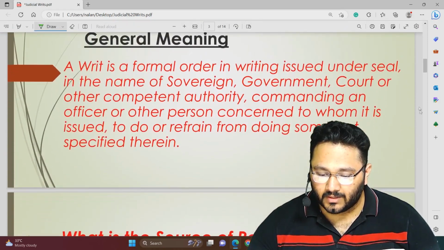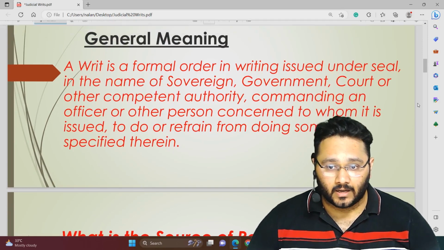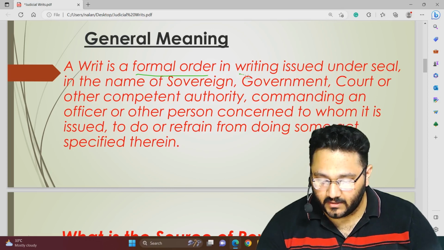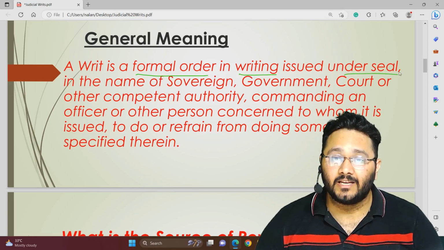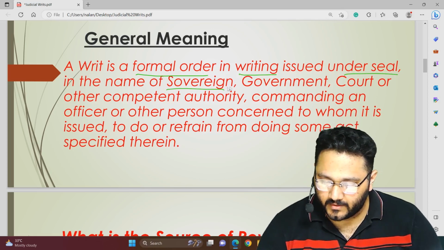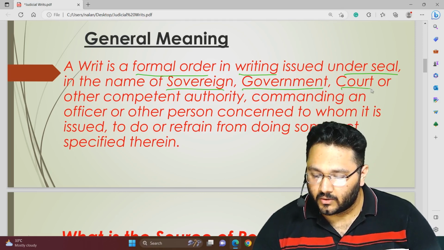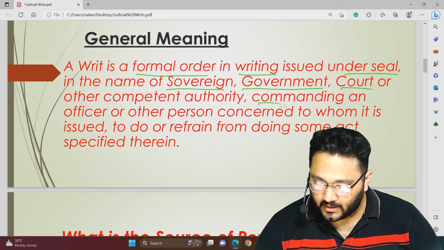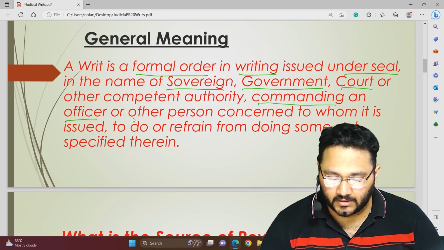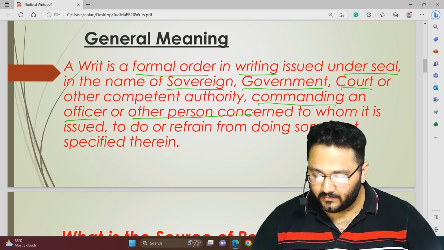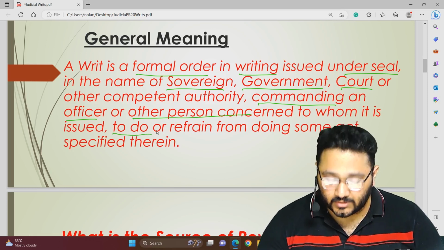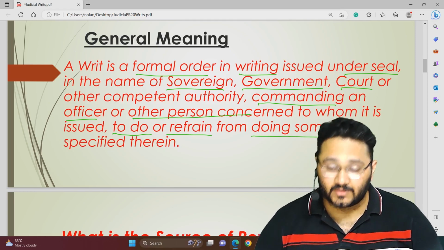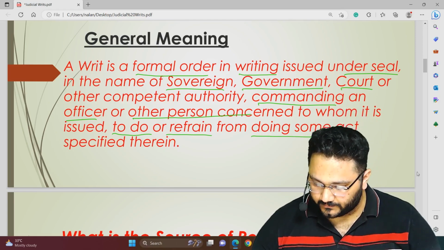So what actually a writ is? A writ is a formal order in writing issued under seal in the name of the sovereign. Sovereign means it can be a government, a king, court and any other competent authority. What does it do? Commanding an officer or other person who are subordinate to them to do something, and refrain, to not do something, from doing some act specified therein, which is mentioned in it.